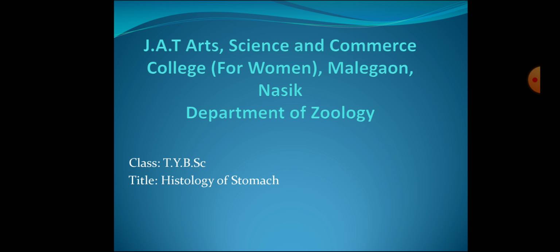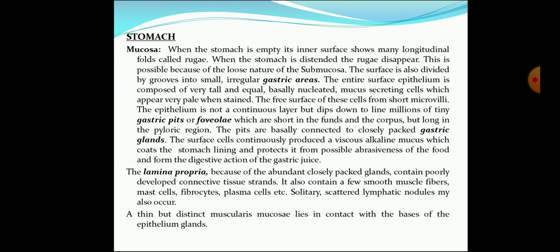Similar to that of the esophagus, the wall of the stomach consists of four coats from inside to outside. These are mucosa, submucosa, muscularis externa, and serosa. So, we will study them one by one. First of all, the first layer is the mucosa.